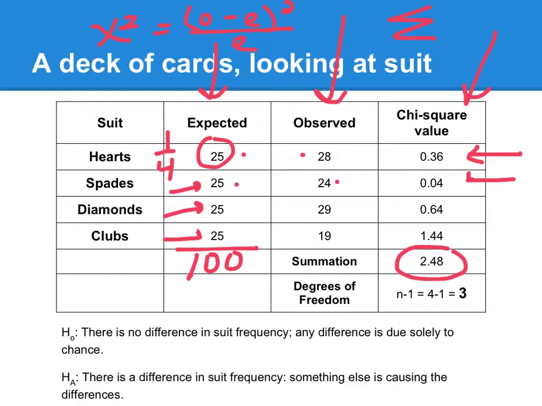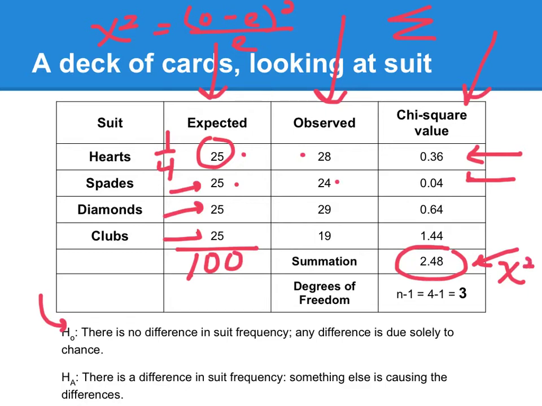Before we go any further, I forgot to talk about our null hypothesis. The null hypothesis will predict that there is no difference in the suit frequency. That is to say, any difference that we do see is due solely to chance. The alternative hypothesis, however, says that there is a difference in suit frequency and that something else is causing the difference in suit frequency.